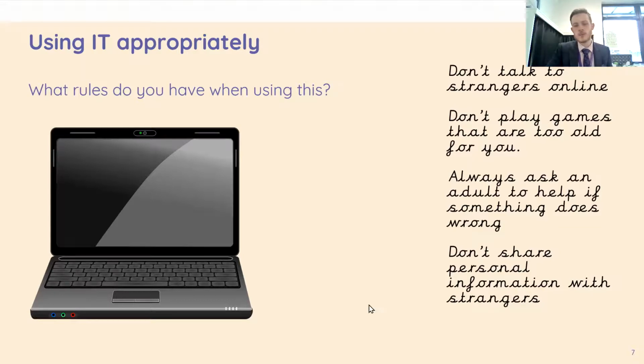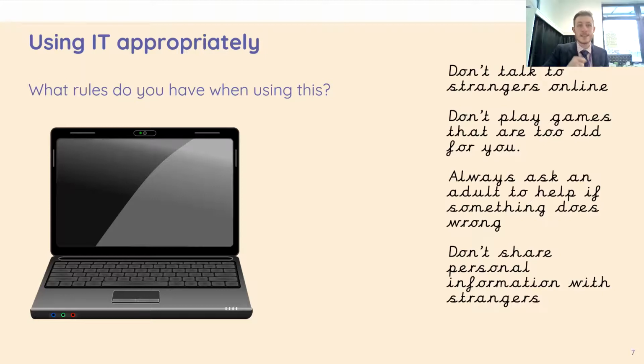And you definitely don't want to be sharing any information about you to strangers online. That might be how old you are. It might be where you live. You don't want to be saying that to anybody online because you don't know who they are. They might say they're someone, but they might not be that person. They might be lying, which is mean, but sometimes it happens.